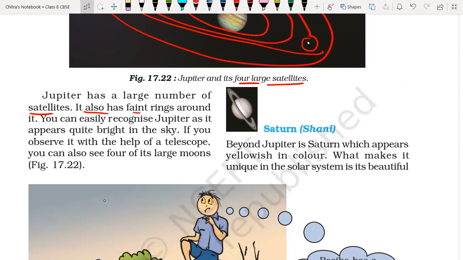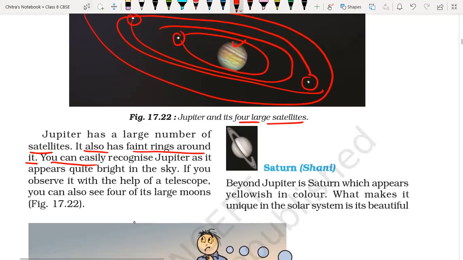It also has a faint ring around it, a faint ring-like structure. Why is it called a faint ring? Faint means it is not clearly visible, because the ring is made up of small celestial bodies. That's why it appears very faint, and that's why it is called a faint ring.